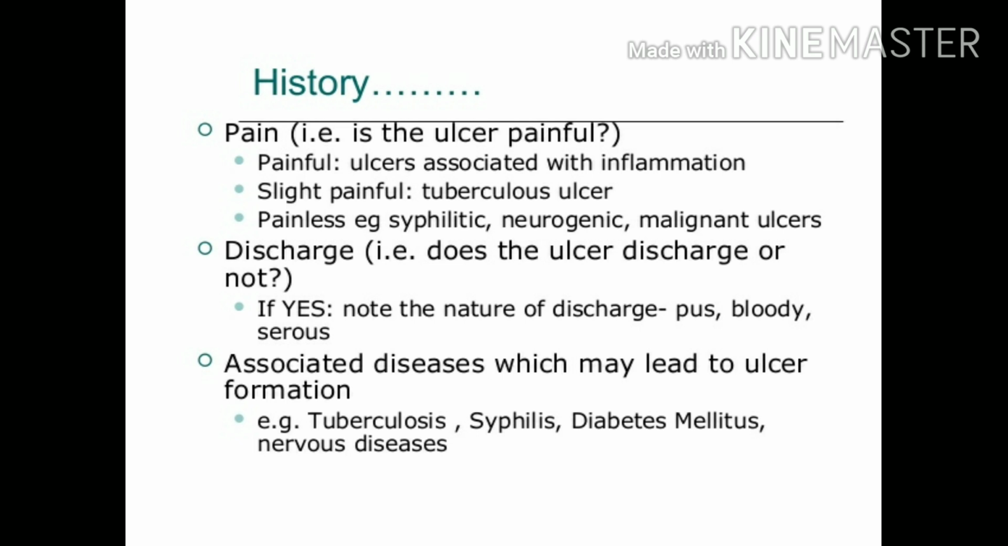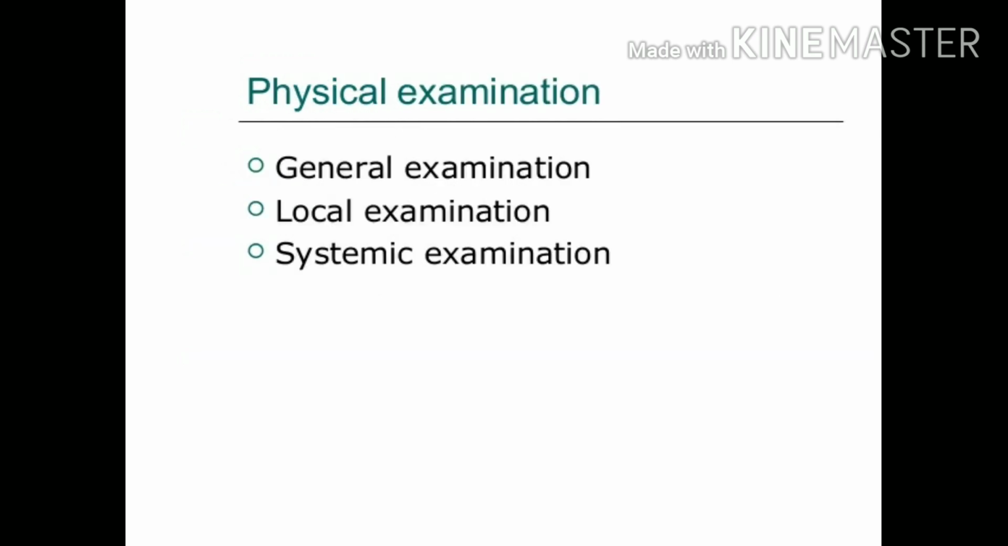Next important thing, you will be asking about any associated disease which may lead to ulcer, like tuberculosis, syphilis, diabetes mellitus or any kind of nervous diseases. Then after knowing all these things, comes the physical examination, which will include the general examination, local examination as well as systemic examination. All three will be included.